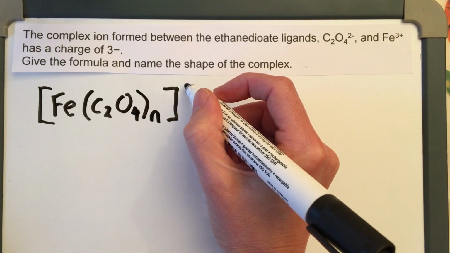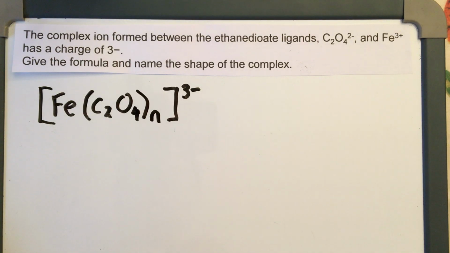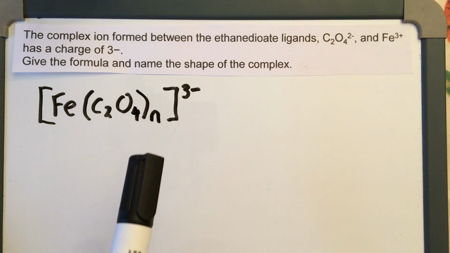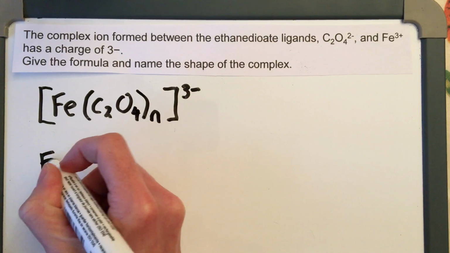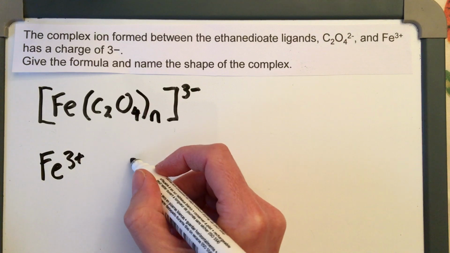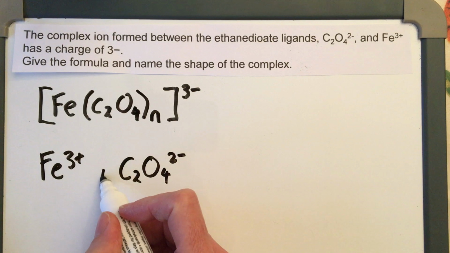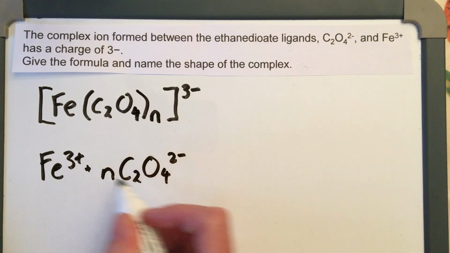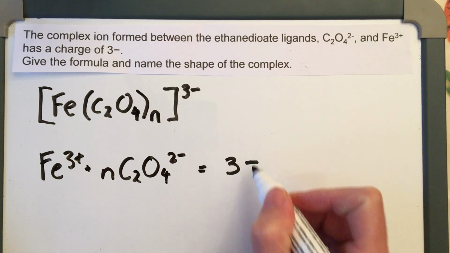And overall, the complex has a charge of 3-. So we need to work out what this n is. We need to work out how many of the ethanedioate ligands we've got. So the iron we know is iron 3+, and the ethanedioate we know is 2-, and we know we've got some of those, but we don't know how many. And we know overall that gives a charge of 3-.